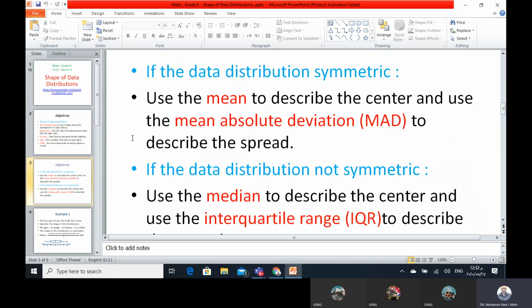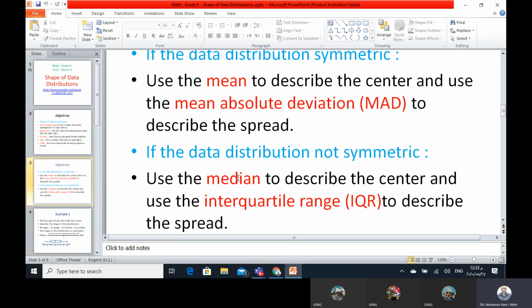And here we have two cases. If the data distribution is symmetric, use the mean to describe the center, then use the mean absolute deviation, MAD, to describe the spread. The second case, when the data distribution is not symmetric, find the median to describe the center, then find the interquartile range, IQR, to describe the spread.